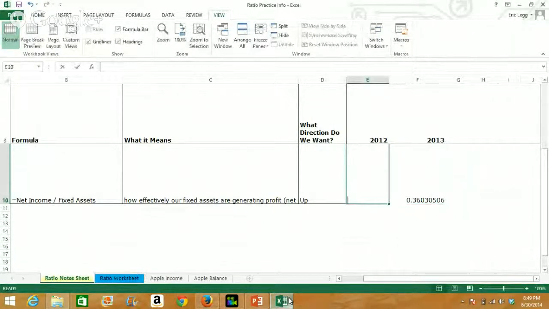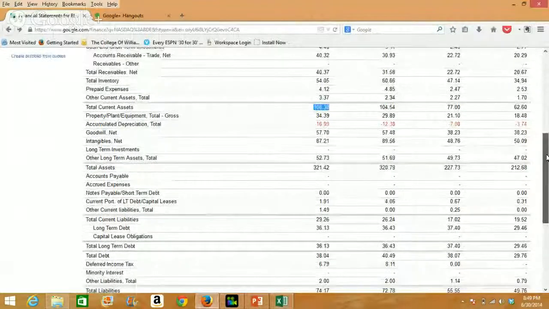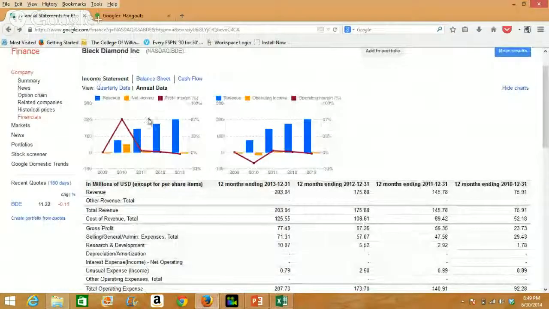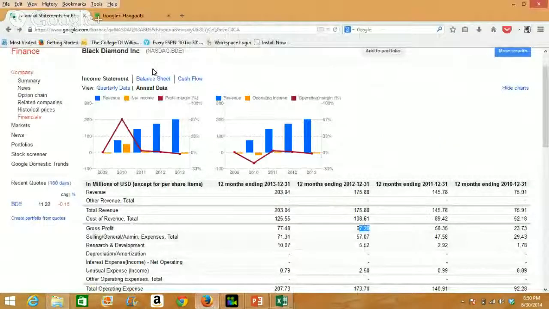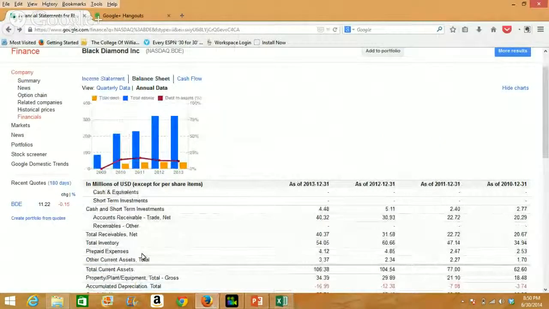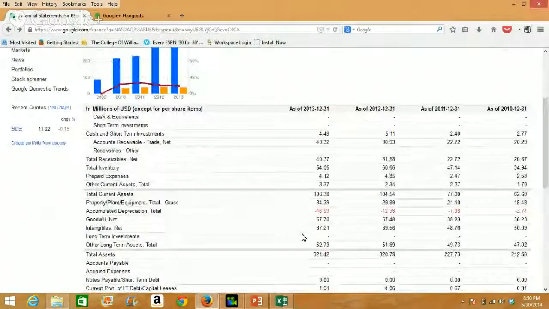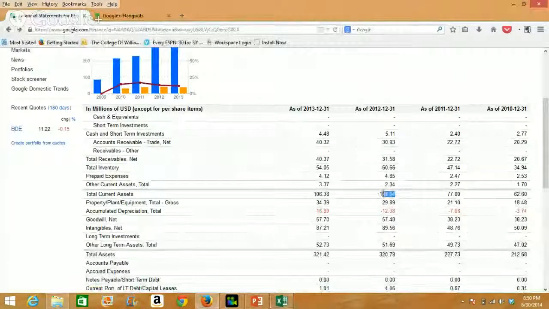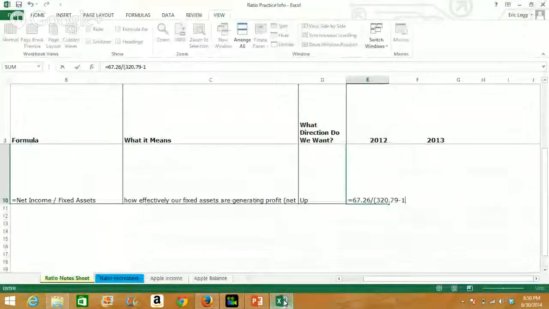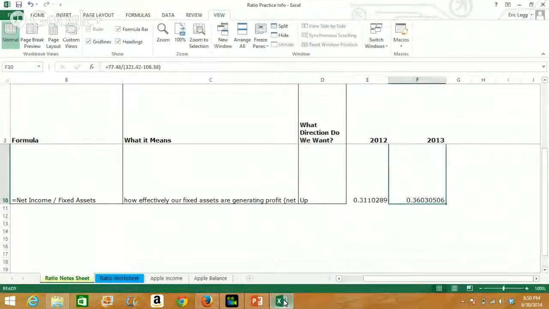Okay, 0.36. Let's see, 2012 net income on the income statement. It's a flow statement. Okay. Net income, also gross profit, 67.26. And we're going to have to do a little math to get our fixed assets back to the balance sheet. Total assets 320.79 minus our current assets 104.54. 0.31. So this went up.